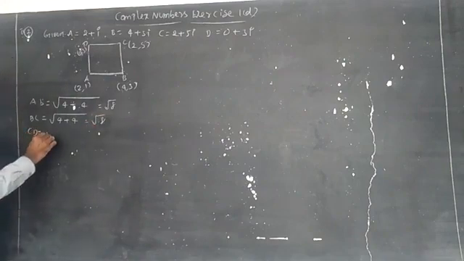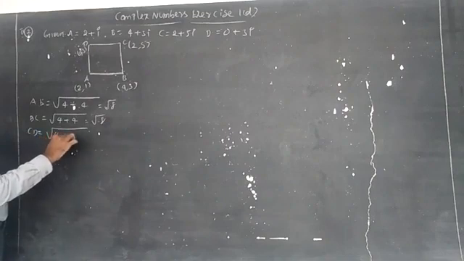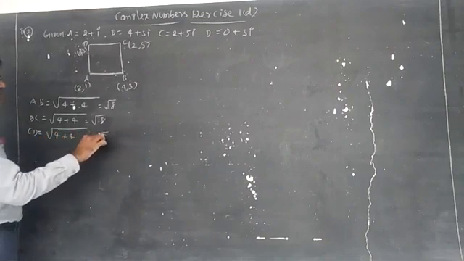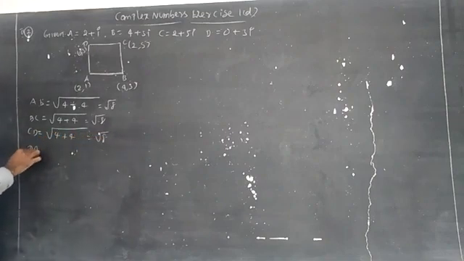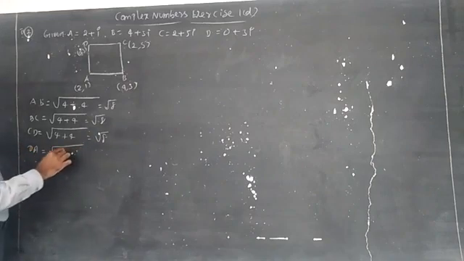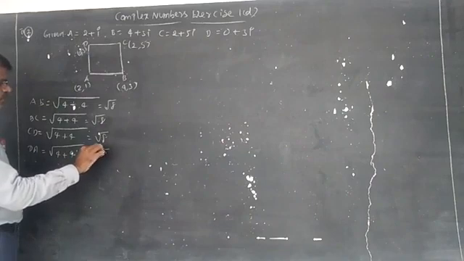Next, CD is equal to root of (2 minus 0) whole square plus (4 plus 5 minus 3) whole square, 4, this is also root 8. And DA is equal to root of 4 plus 4, that is equal to root 8.